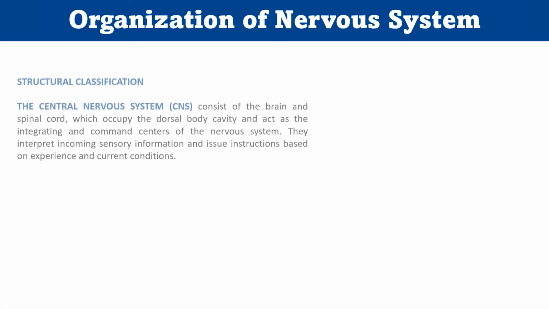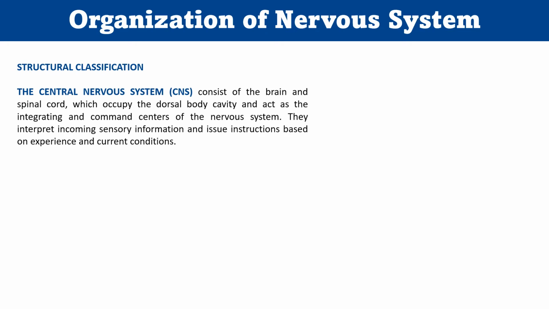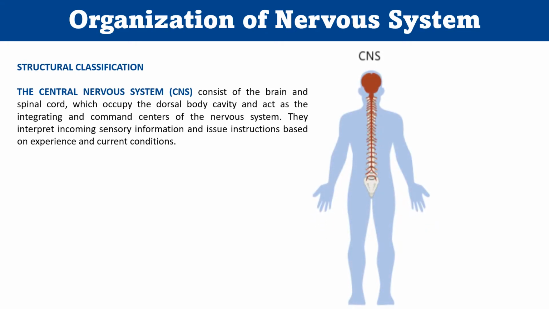Organization of the nervous system. Structural classification. The central nervous system consists of the brain and spinal cord, which occupy the dorsal body cavity and act as the integrating and command center of the nervous system. They interpret incoming sensory information and issue instructions based on experience and current conditions. Dorsal means at the back.